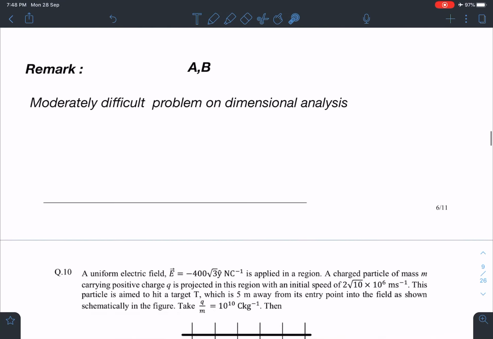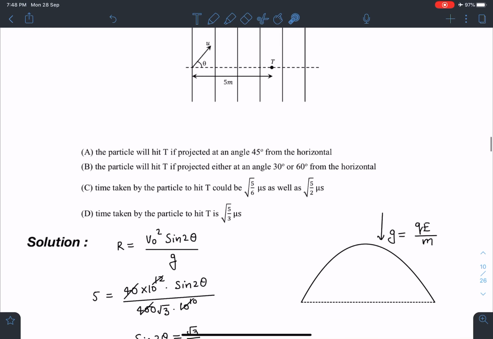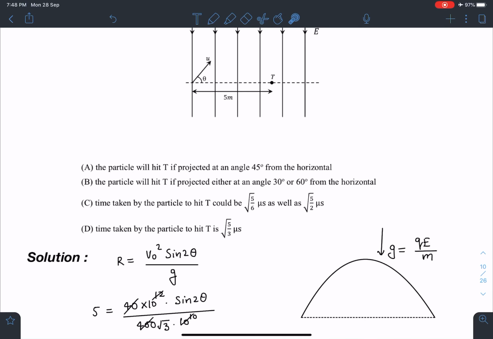Next one. A uniform electric field is applied in a region. A charged particle of mass m carrying positive charge q is projected in the region with initial velocity of values given. This particle is aimed to hit a target T, which is 5 meters away from its entry point into the field as shown. Q by m ratio is given. So 4 options are given. The particle will hit if projected at an angle of 45. T will hit if projected at 30 or 60.